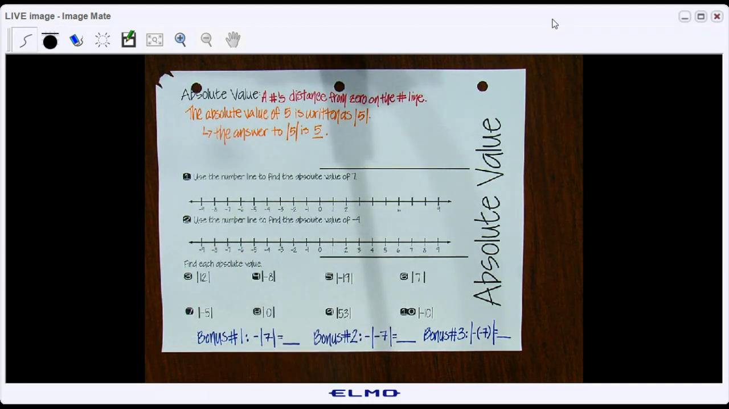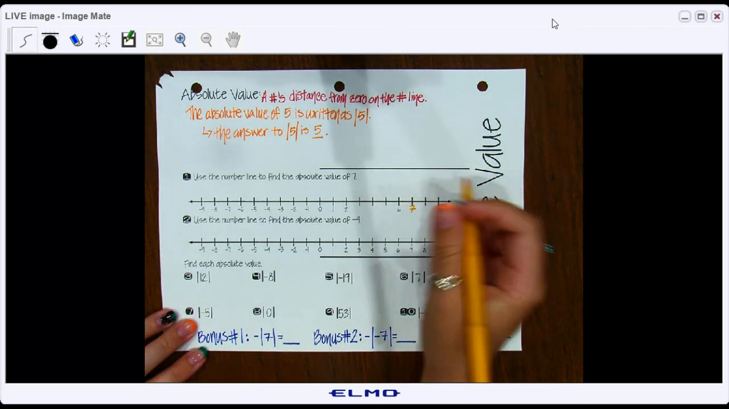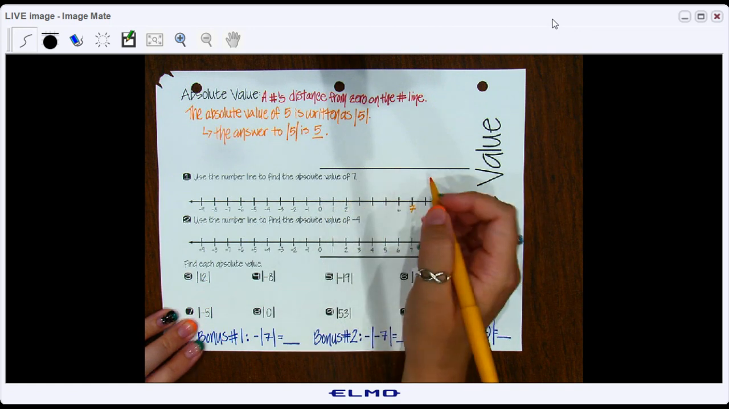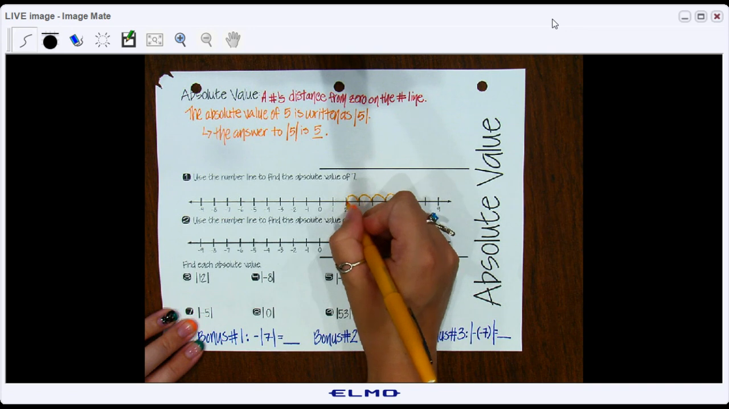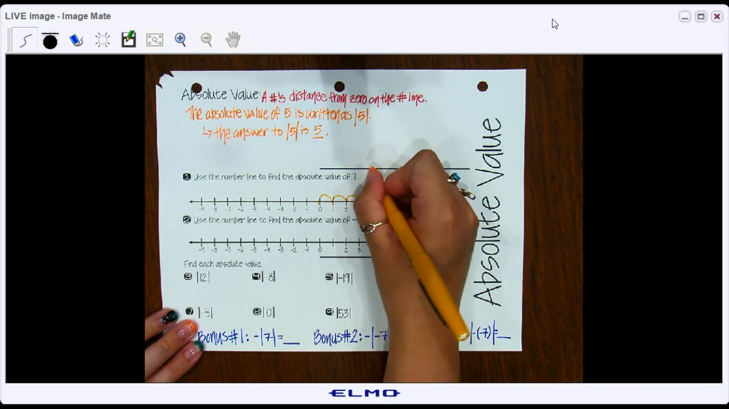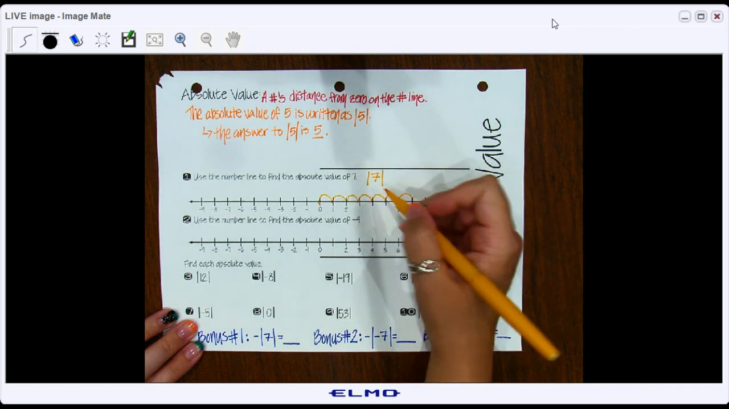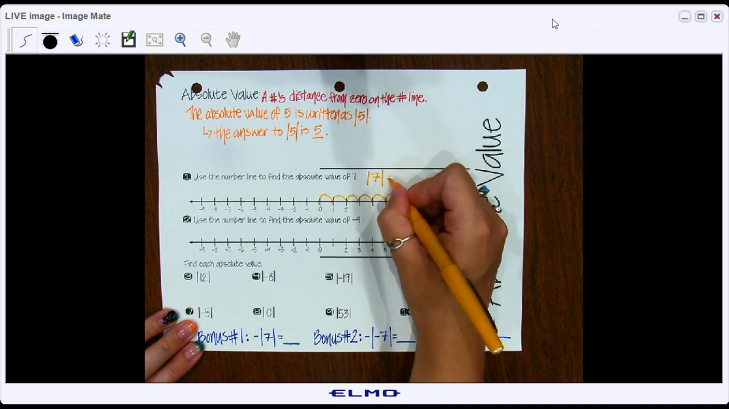So they'll say, please use the number line to find the absolute value of 7. And why they say that is because remember, the absolute value means how far it is from 0. So if 7 is right here on the number line, let's backtrack how far that is from 0. It's 1, 2, 3, 4, 5, 6, 7. Sometimes they'd ask the question like this, or other times they might just say this. What's the absolute value of 7? That's what those bars around it mean. And then your answer would just be 7.